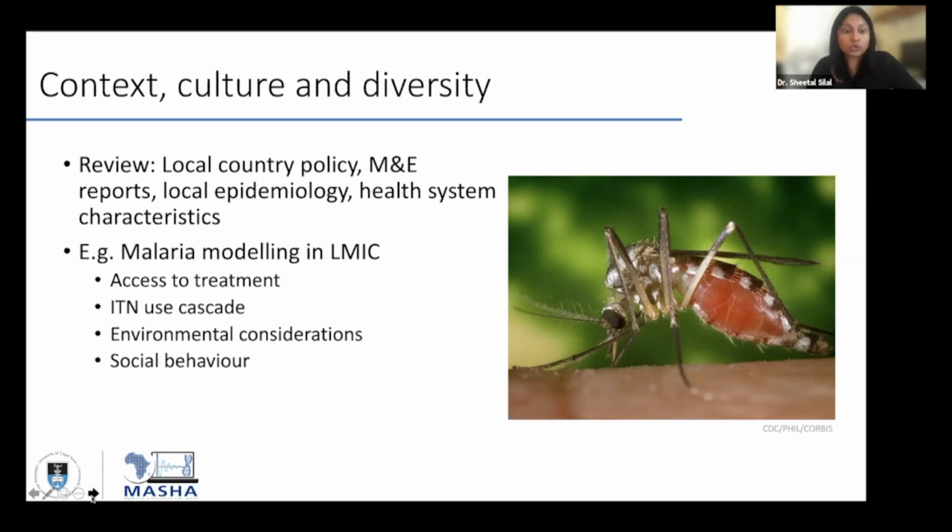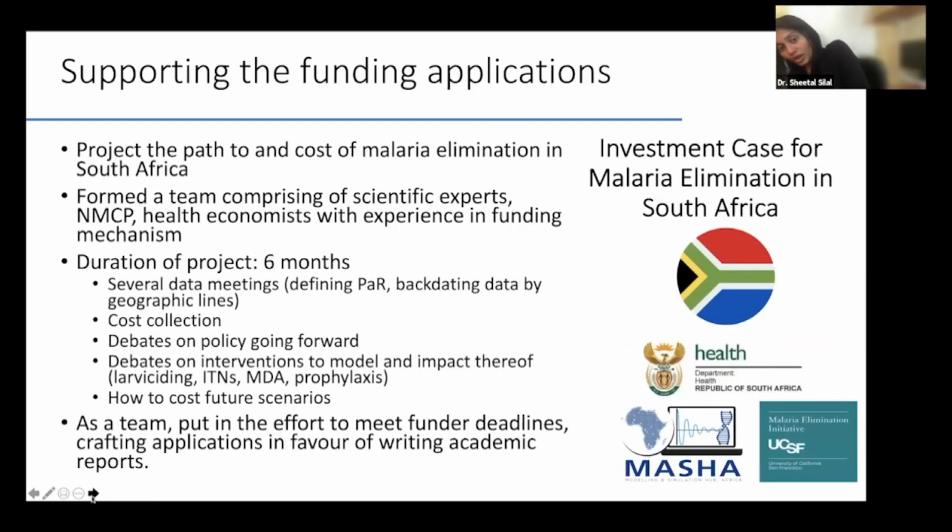Likewise, we've got to take into account environmental considerations as well as social behavior. And I'll come to one or two of those examples in the next slide. So one of the readings I had suggested was an investment case that we had conducted maybe 3-4 years ago, for malaria elimination in South Africa.